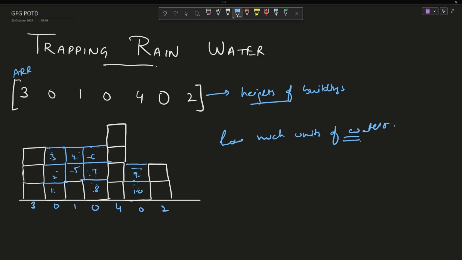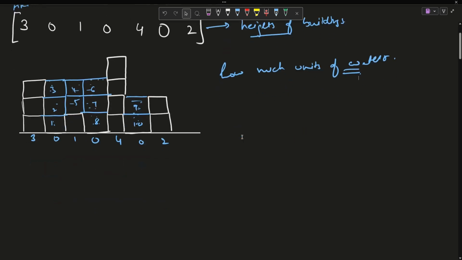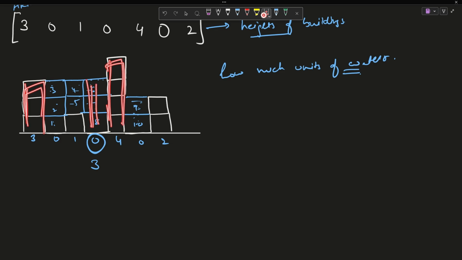What is the intuition? So if you look closely, at this particular index 0, how many units of water are there? 3 units of water are there, right? How are they getting stored? What are the boundaries for this? This is one particular boundary, and this is one particular boundary, right? These buildings are actually the main reason why 3 units of water are getting stored.